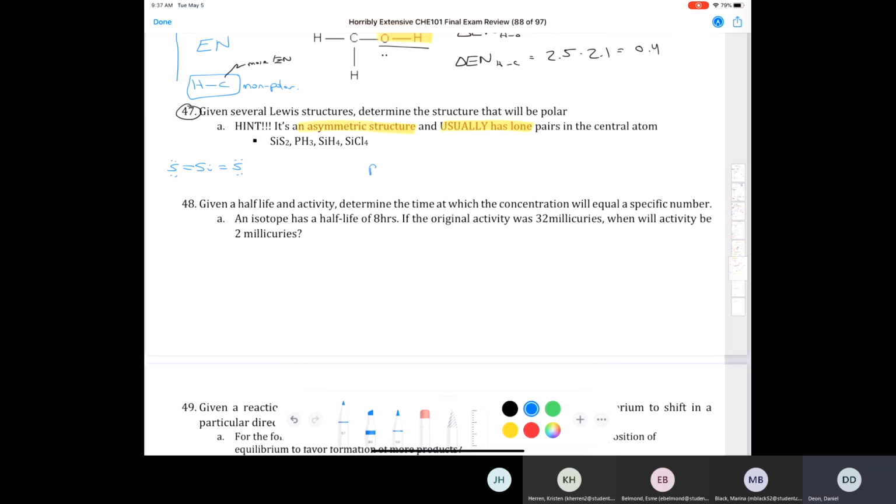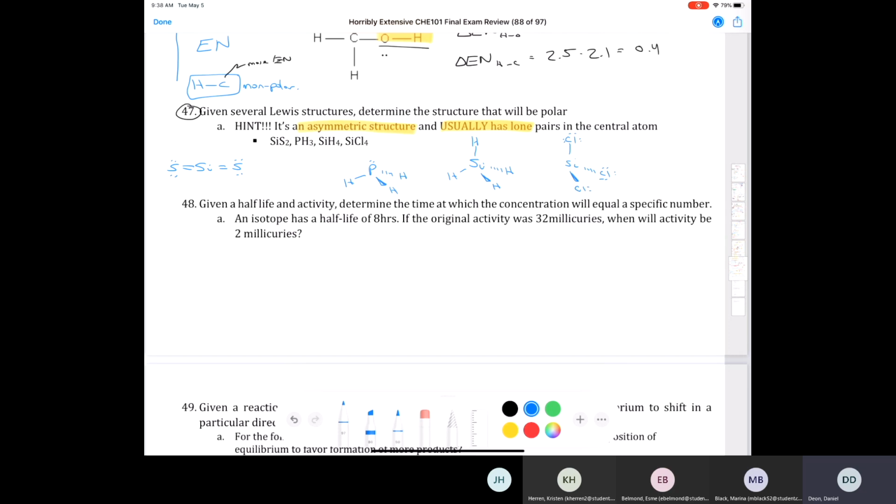If I draw PH3, which is called phosphine, it's going to have a molecular geometry something like this. SiH4 is called silane. Again, you don't have to know the common name, I'm just telling you as an FYI. And the last one is silicon tetrachloride. I'll draw the molecular geometry of silicon tetrachloride.